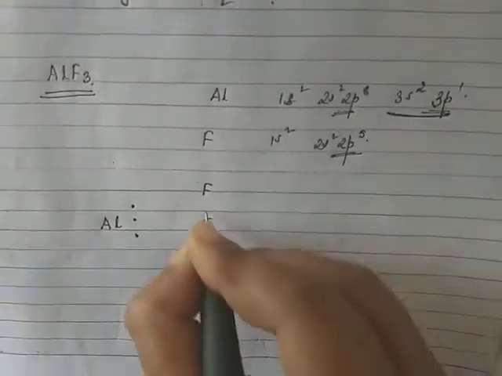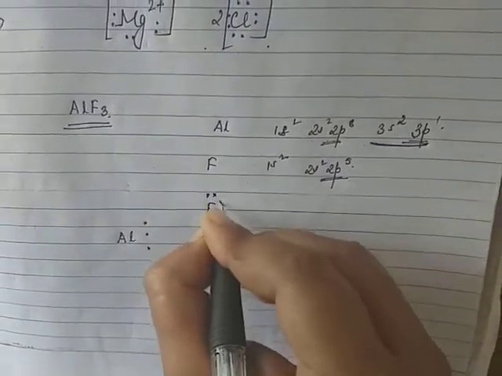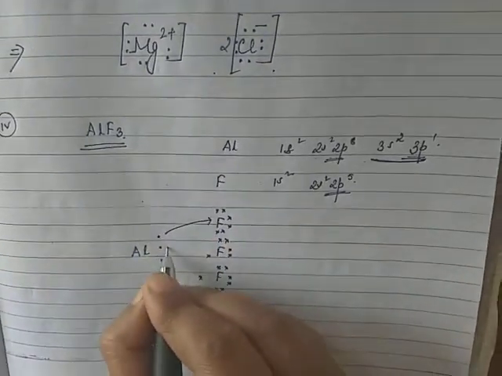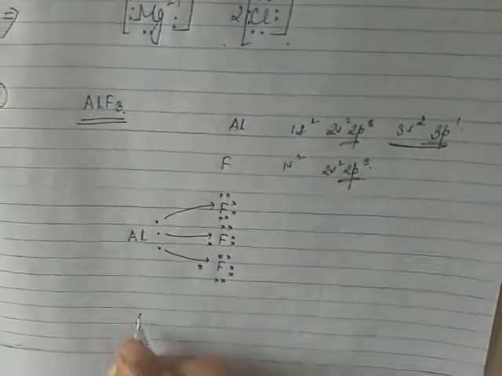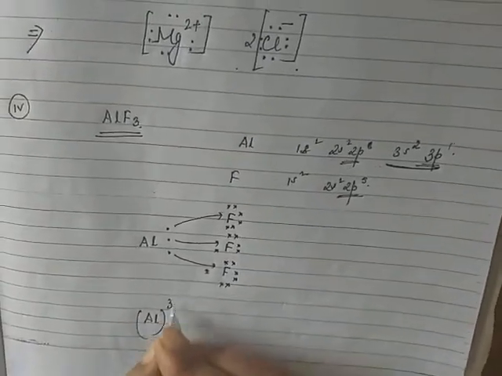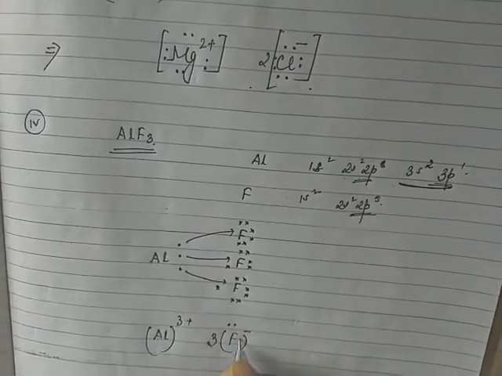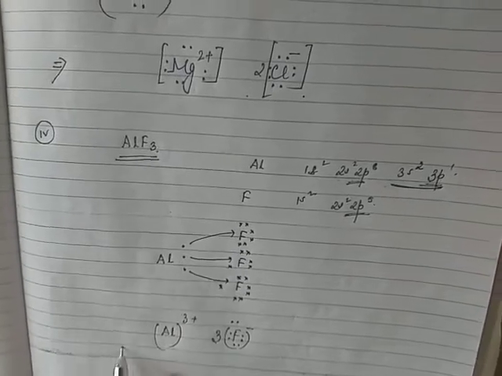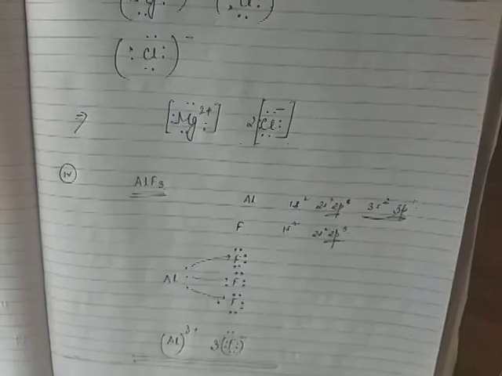This fluorine has 7 electrons, this fluorine also has 7 electrons, this fluorine has 7 electrons. So this electron goes to this fluorine, this electron goes to this fluorine, this electron goes to this fluorine. Aluminium gets a +3 charge, and 3F- would get 8 electrons as this. This is how aluminium fluoride, an ionic compound, is explained over here.